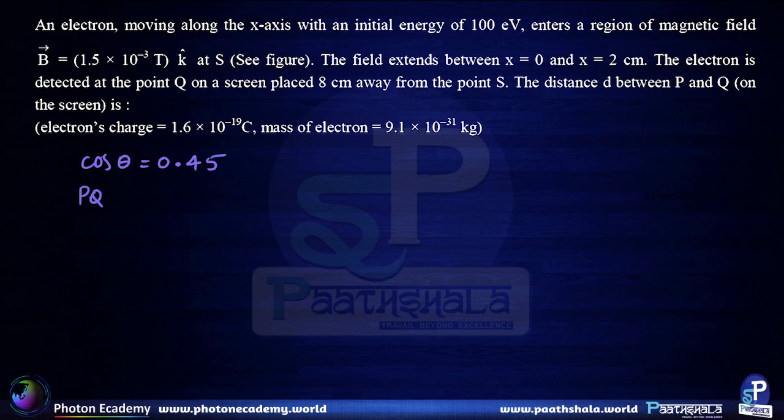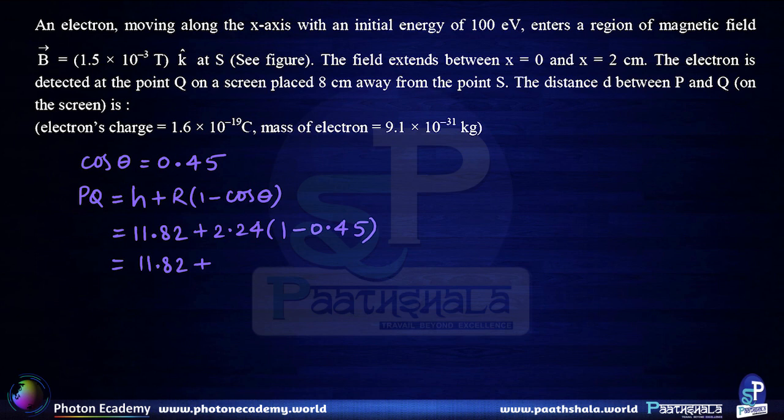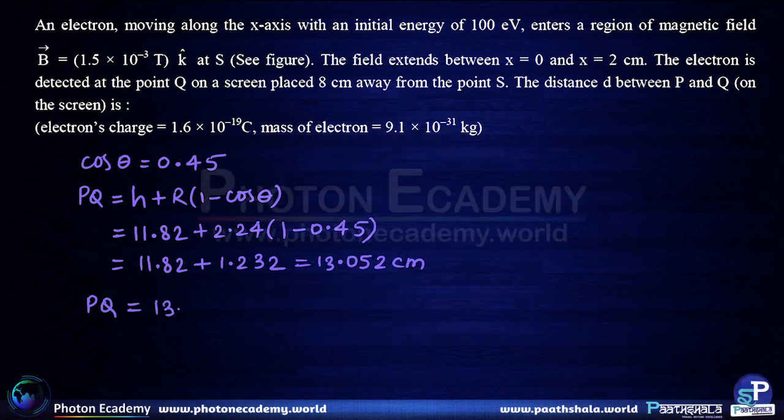So PQ becomes h plus r into 1 minus cos theta. Putting the values, we get 11.82 plus 2.24 into 1 minus 0.45, which gives 11.82 plus 1.232, which is 13.052 centimeters. So the distance between P and Q comes out to be 13.052 centimeters.